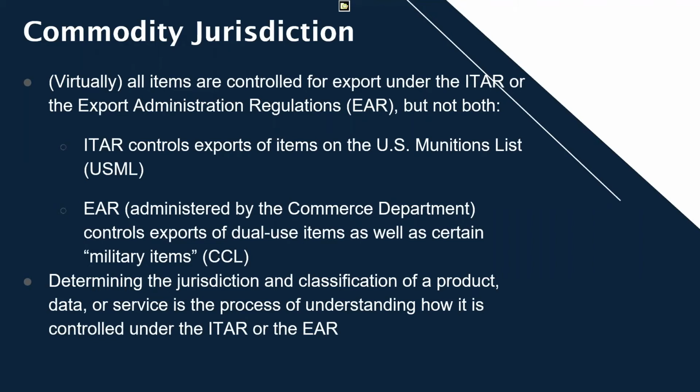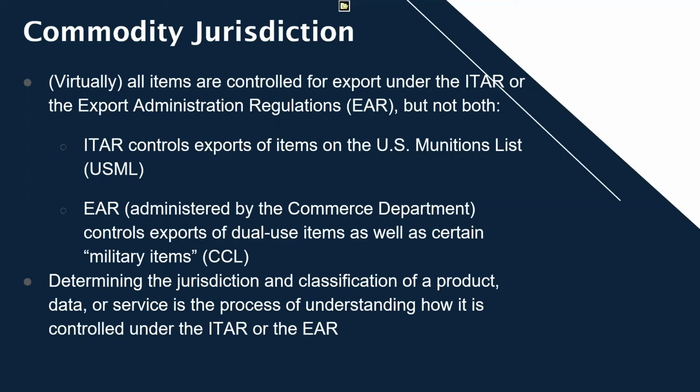Well, virtually all items are controlled for export under the ITAR or the Export Administration Regulations, but not both. So when you start with the analysis, ITAR controls the export of items on a list that's called the U.S. Munitions List, the USML. And I'm going to talk about that in a little more detail later. If your item is not controlled under the U.S. Munitions List, then you see if it comes under the EARs. And there's a list under the EARs called the CCL, and I'll describe what that is a little later.